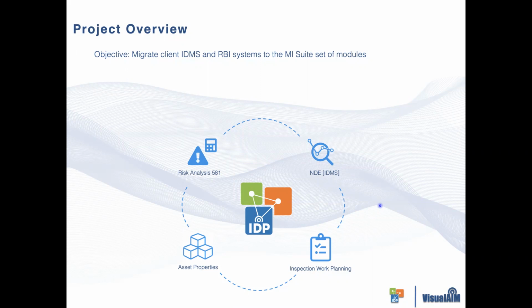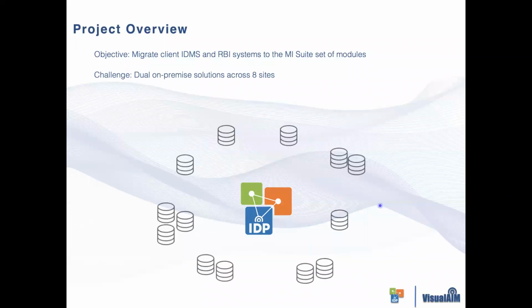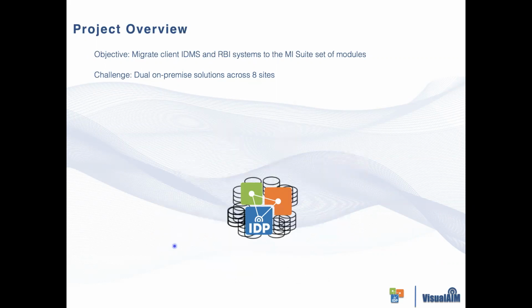So that was the purpose or the reason behind migrating over to VisualAIM's mechanical integrity platform. Now, the main challenge was, of course, the fact that a lot of these solutions were all locally based in each of the 8 manufacturing sites. Some of the sites use one of the solutions, others use 2 of the solutions, and we even had some instances in which there were actually 3rd or 4th database repositories separate from the IDMS and the RBI that also hosted mechanical integrity information. So the real challenge for us was to consolidate all of that into our cloud-based platform.